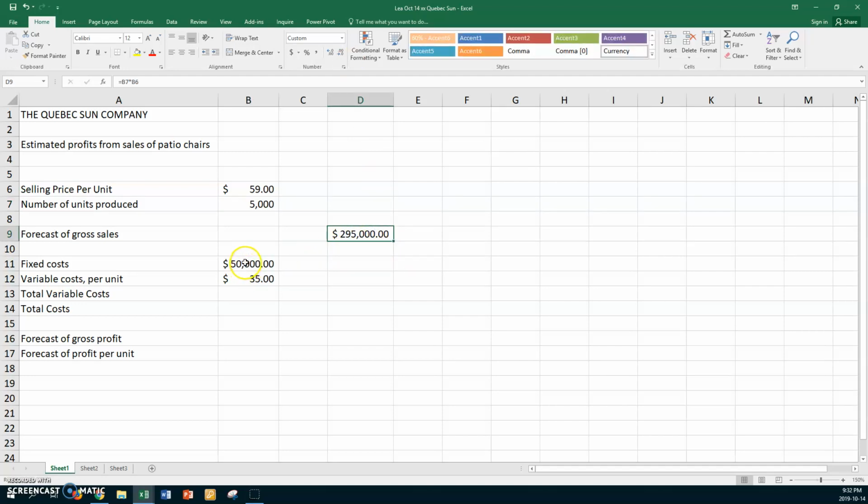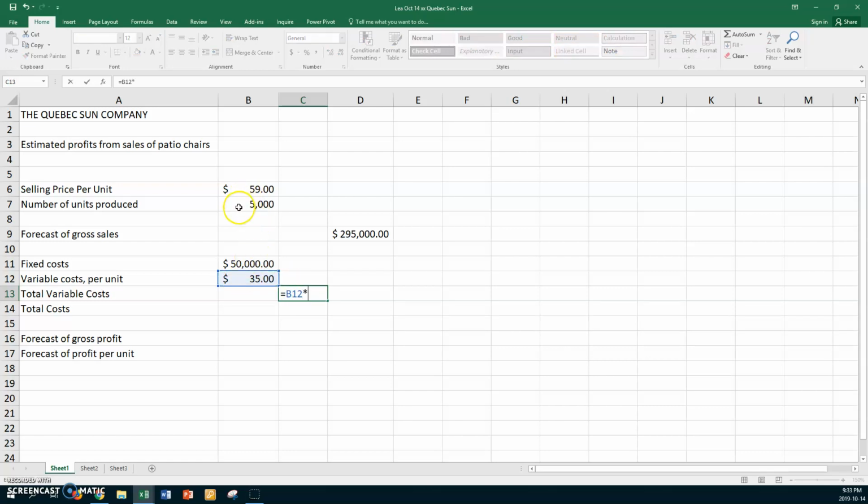Your fixed costs were 50,000, and your variable costs are $35 per unit. So the total variable cost then would be equals, and you have variable cost per unit $35 times the number of units produced, 5,000, and that would give you your variable costs.